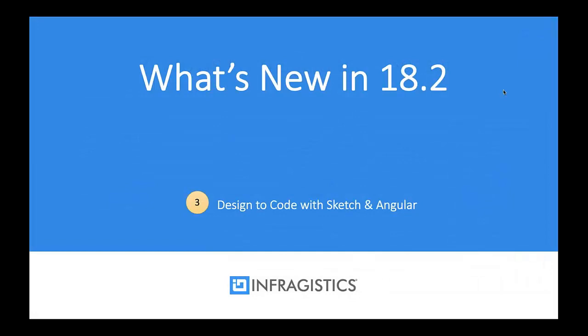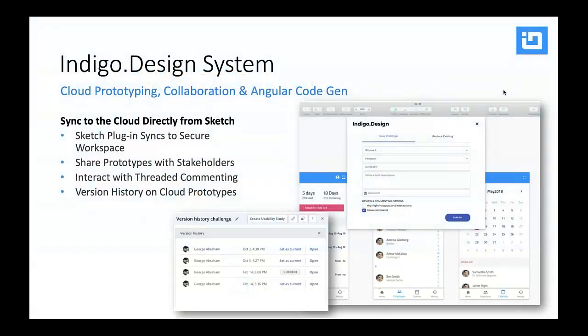And then finally, with Design to Code with Sketch and Angular in the Indigo Design system, we've added a much requested feature in Sketch which allows you to synchronize designs directly to the cloud from Sketch. So the way that Indigo Design works is it's basically three pieces. You have UI kits, patterns, and components that your UX team can build out designs in Sketch. There's a cloud piece where you synchronize those designs, where you can do image-based prototyping, collaboration with stakeholders, usability studies, and then the third piece is taking that design from your workspace and then generating code from it. So we're making improvements across all three, but the big one for 18.2 is really around this Sketch plugin.